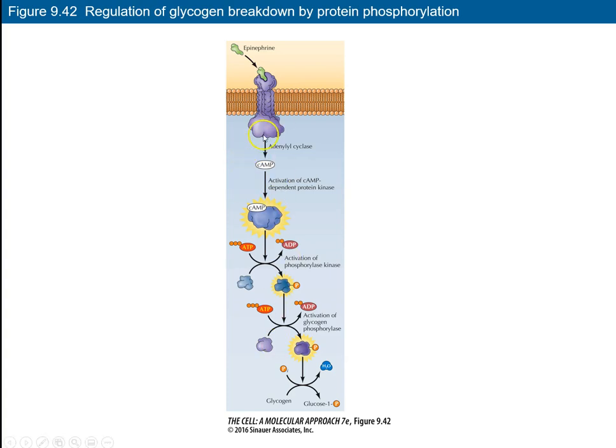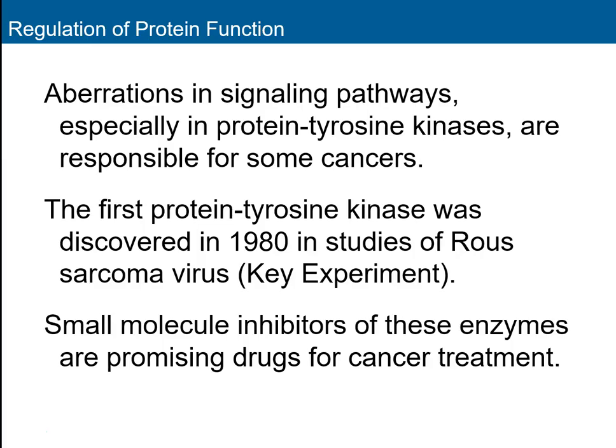Kinases, or a signal transduction pathway, is what you see here, this series of events that happens. Kinases will phosphorylate, phosphatases will dephosphorylate, or remove a phosphate. It says aberrations in signaling pathways, especially in protein tyrosine kinases, are responsible for some cancers and for other diseases as well.